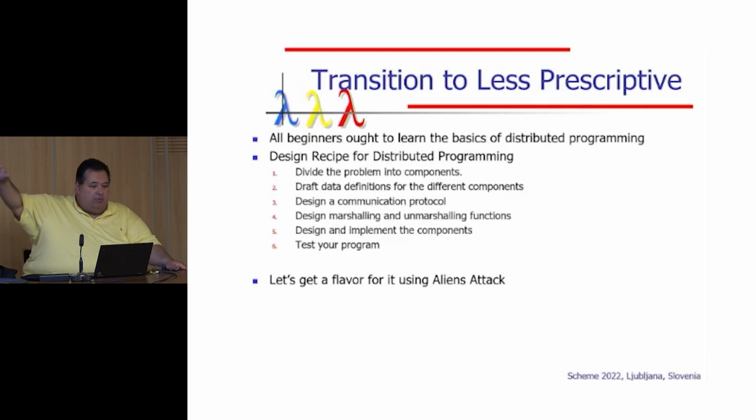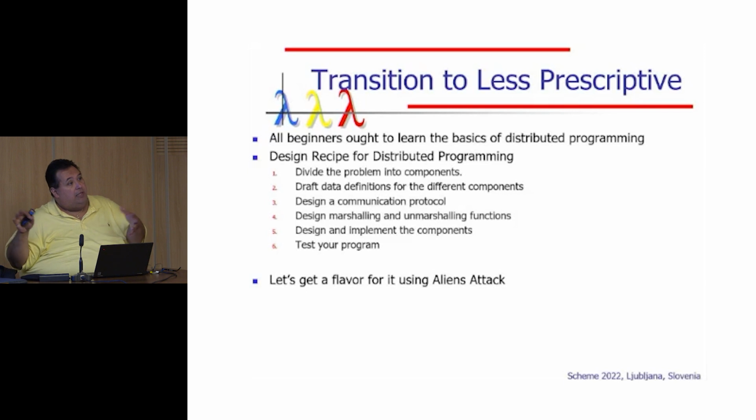And this is the design recipe that they're presented. So now you have to divide the problem into components, different computation entities. And then you draft data definitions for each one. And then you have new steps. You have to design a communication protocol, and you have to design marshalling and unmarshalling functions so that you can transmit data across the internet. And then you implement all the components and you test your program.